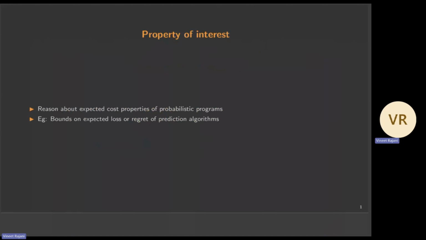So, abstractly speaking, we want to build a logic to reason about expected cost properties. Examples of such properties include bounds on expected loss or regret of prediction algorithms. Needless to say, such properties are of great interest in the machine learning community. Let's look at a concrete example.